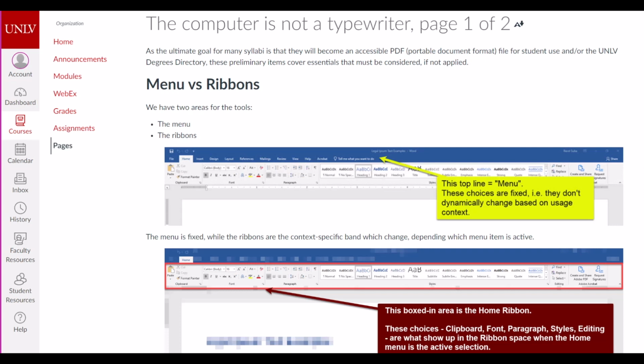Menu versus ribbons. We have 2 areas for the tools: the menu, the ribbons. The top line with white lettering on a blue background is considered the menu. These choices are fixed. They don't dynamically change based on usage context. While the ribbons are the context-specific band which change depending which menu item is active and has black lettering on a gray background.